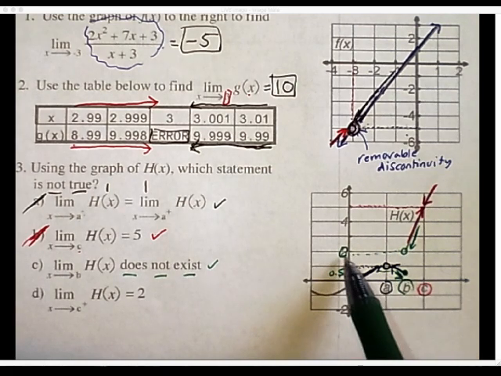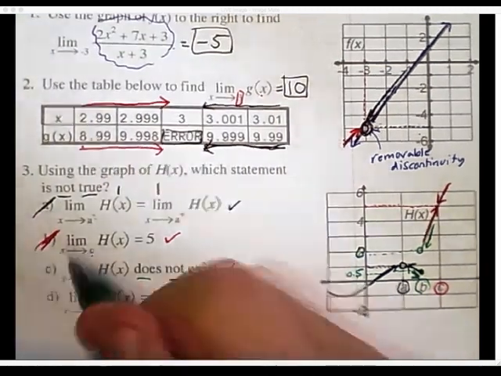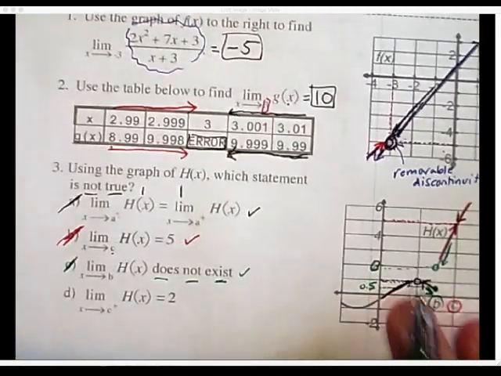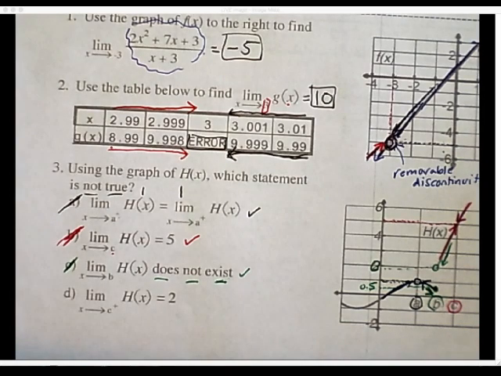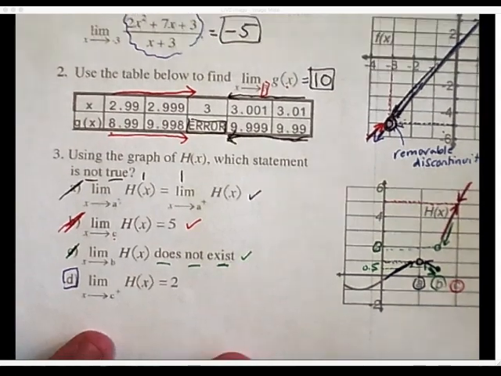These two numbers are not the same. So that's true. It does not exist. They're asking for which one is not correct or not true. So just by process of elimination, I know that that's the right answer.